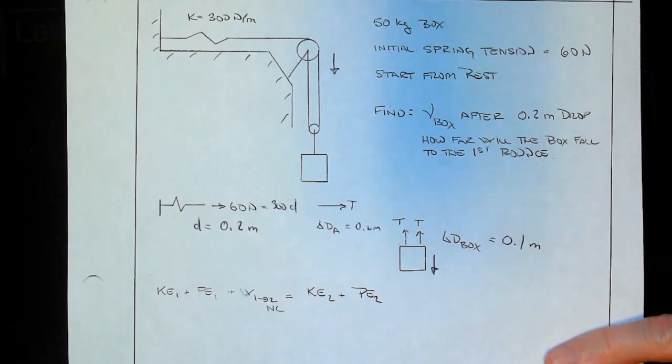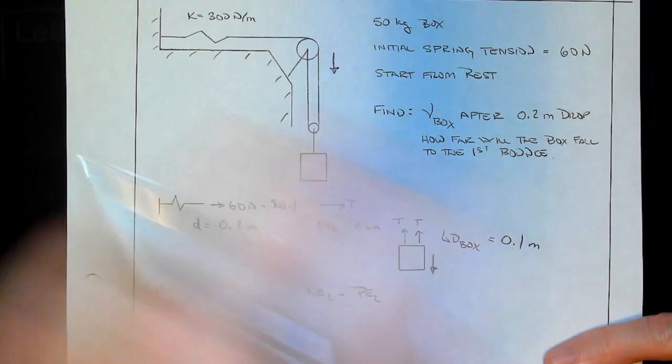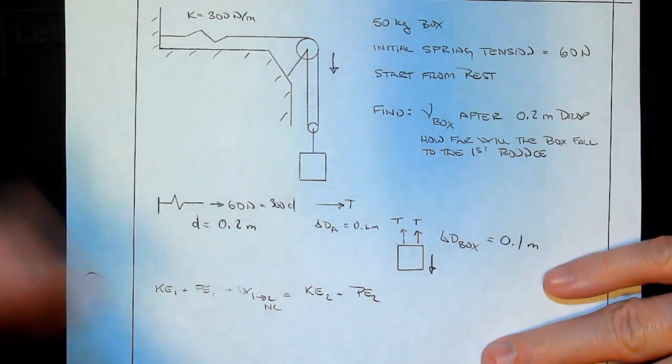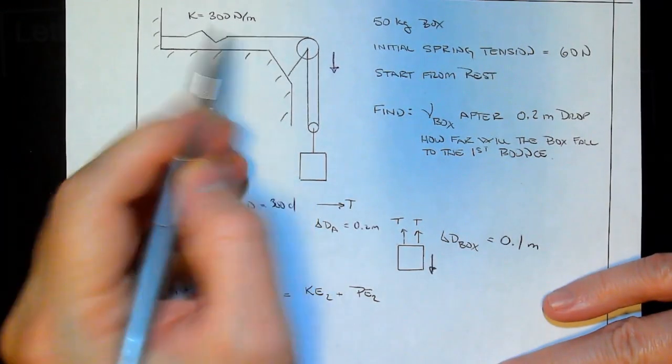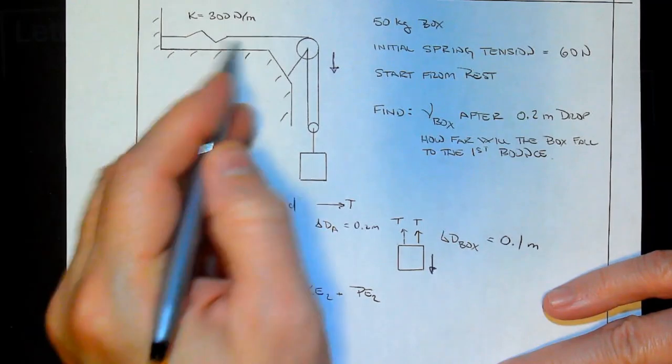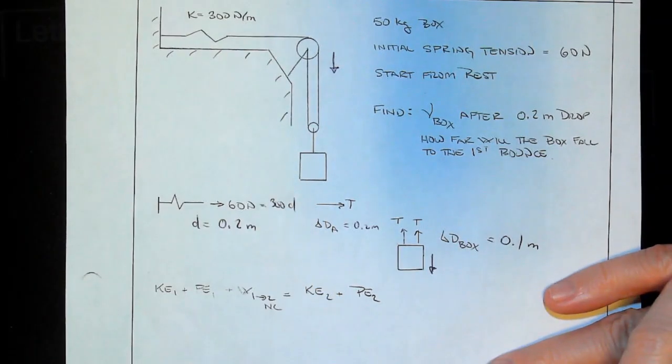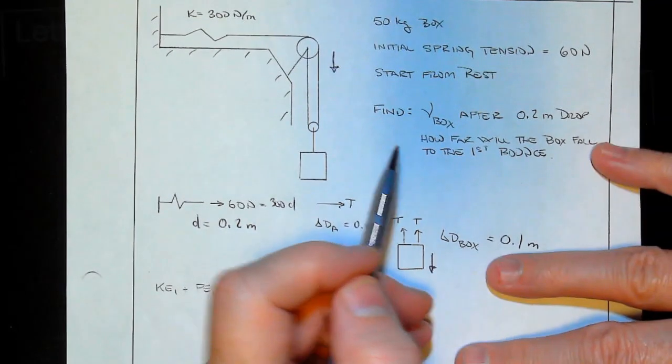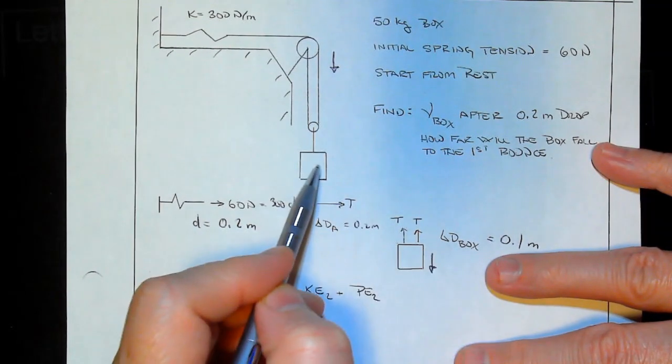Down. Okay? So that'll be dropped. So in our initial position, this is stretched a bit, this is dropped a bit compared to the unstretched position. All right? And so now we're asked, find the velocity of this box.